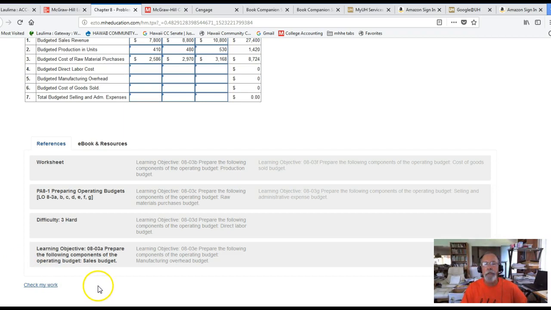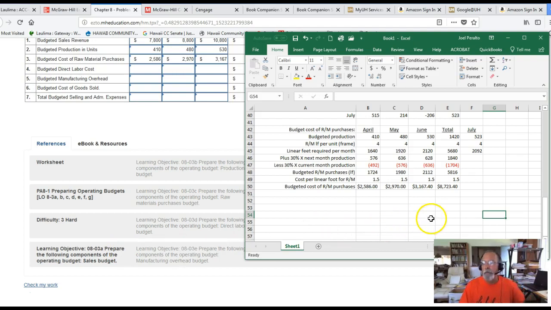Nope. They don't want us to round. Well, let's see if they want an exact number. 3167.4. Let's see if that's going to work. We got something wrong here. Because this is off.